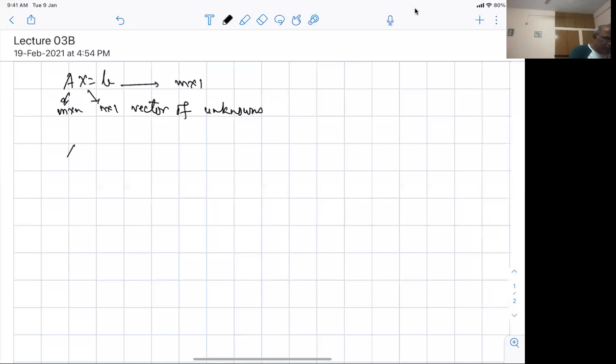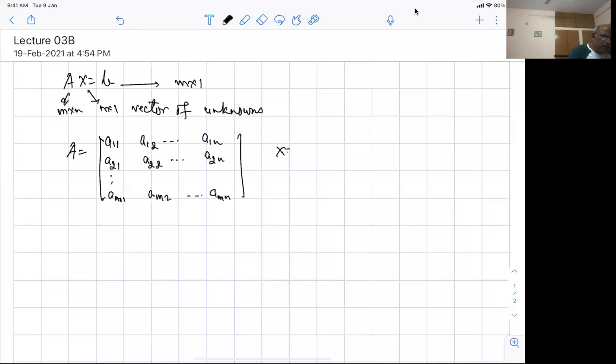So in general we write A as A11, A12, A1n, A21, A22, A2n, and AM1, AM2, AMN. So this is an m × n matrix. X we will generally write as x1, x2, xn, and B for us is B1, B2, Bn. All right, this is what we have.